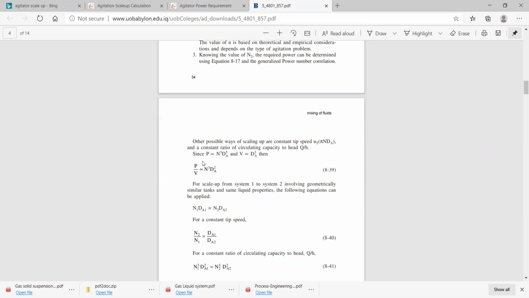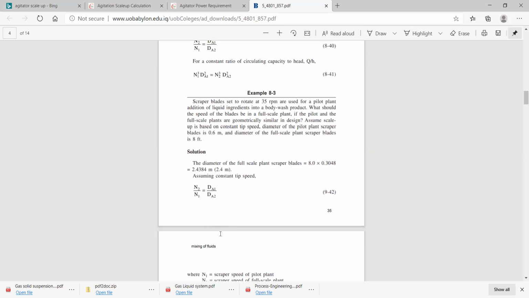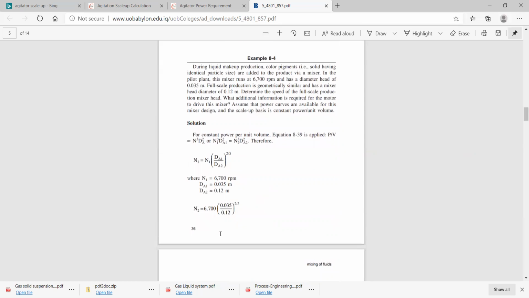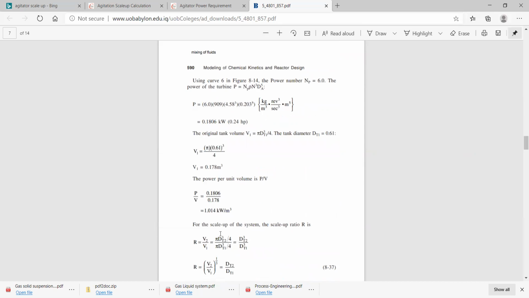Other possible ways of scaling up are constant tip speed and a constant ratio of circulating capacity to the head. For a constant ratio of circulating capacity to head, Q by H, N1 cube DA1 square is equal to N2 cube DA2 square. These are some problems for the scale up of the agitation system.